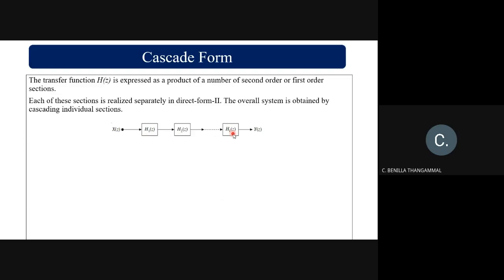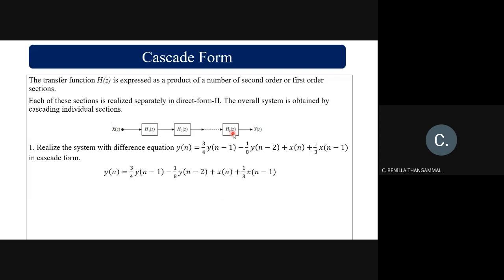Each and every transfer function will be of a minimum of first order, right? And then we'll be drawing this direct form 2 structure and placing them next to each other so that you'll get your cascade. Now we'll see a problem here. Realize a system with a difference equation in cascade form, right?